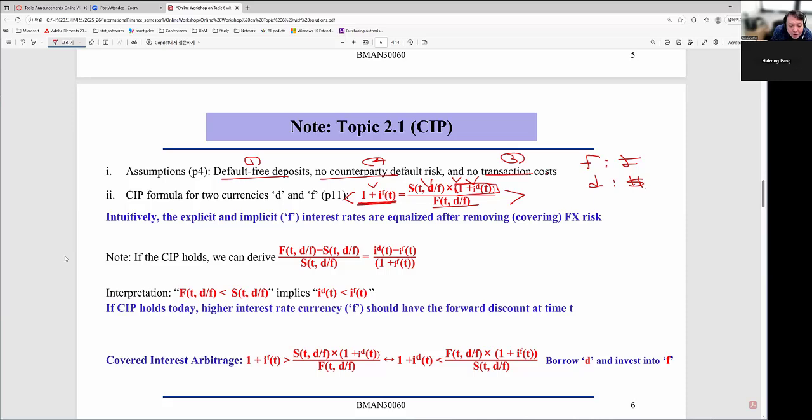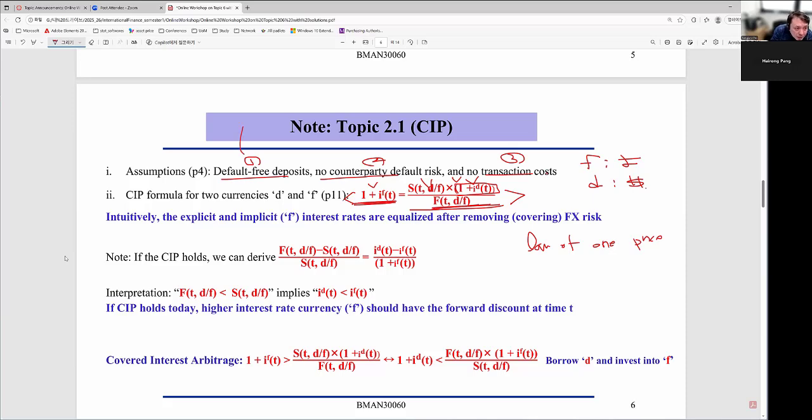both are risk-free investments. So what is the law of one price? The law of one price says same risk, same return. If you buy default-free deposits, there is no risk on both sides, so the return should be the same.